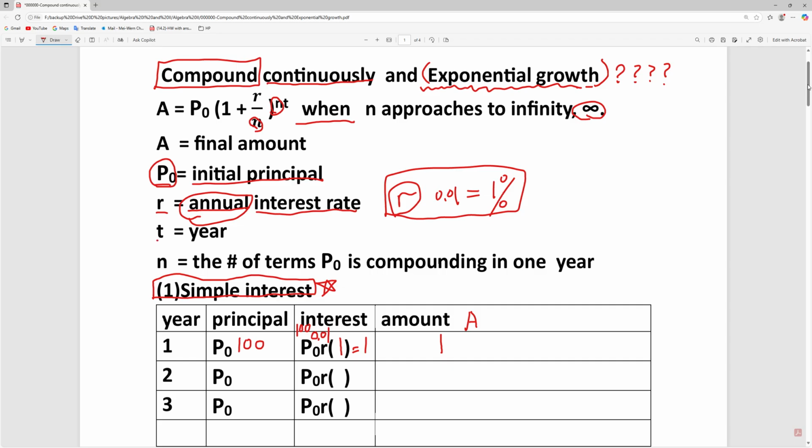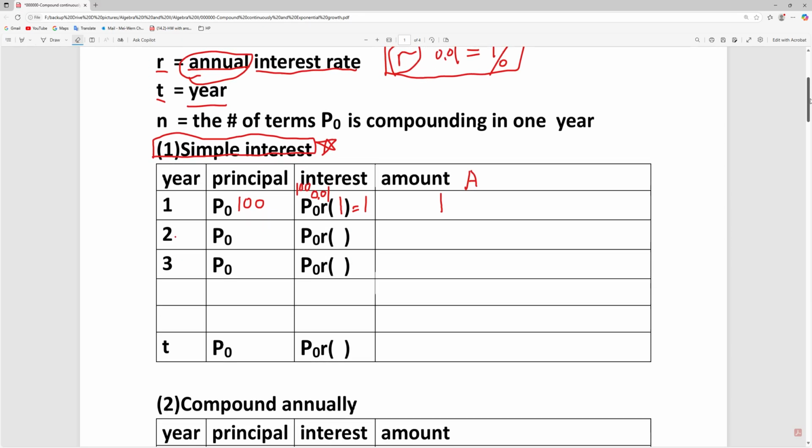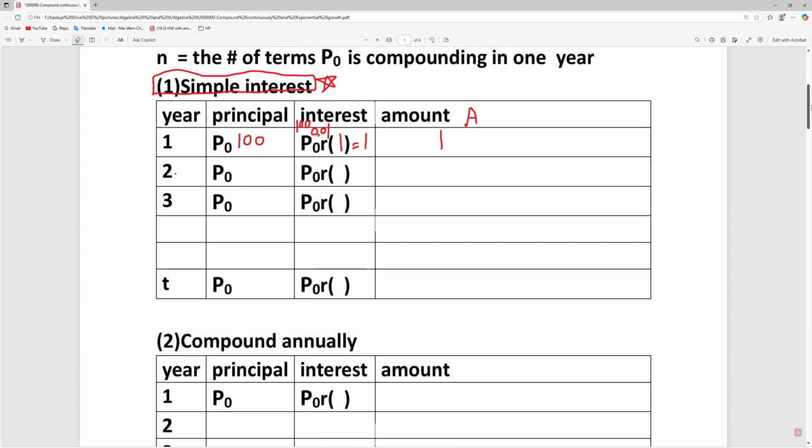Now, T means you put it on the bank for 1 year, 2 years, 3 years. Okay, depends on how many years. And the N will be the number of the terms. Compound. We are going to talk about compound later. So when we are talking about simple interest, we don't talk about this, not yet. Okay? So now we concentrate on the simple interest.